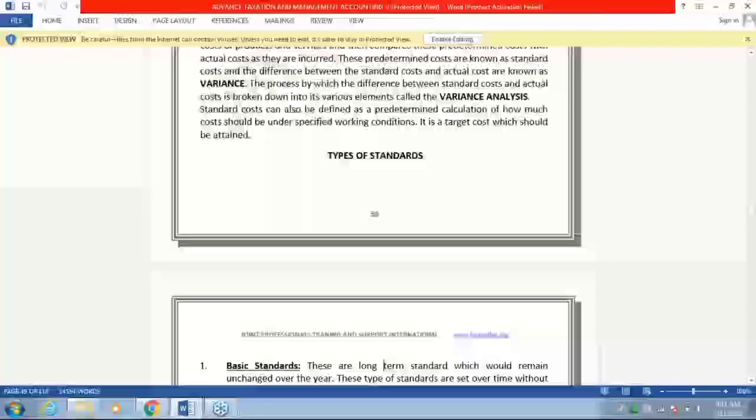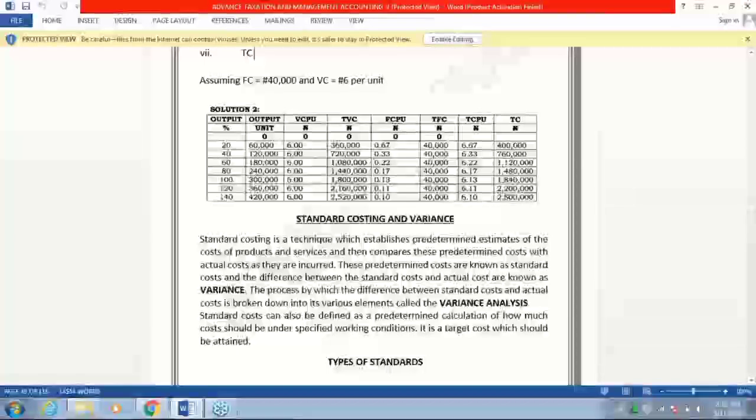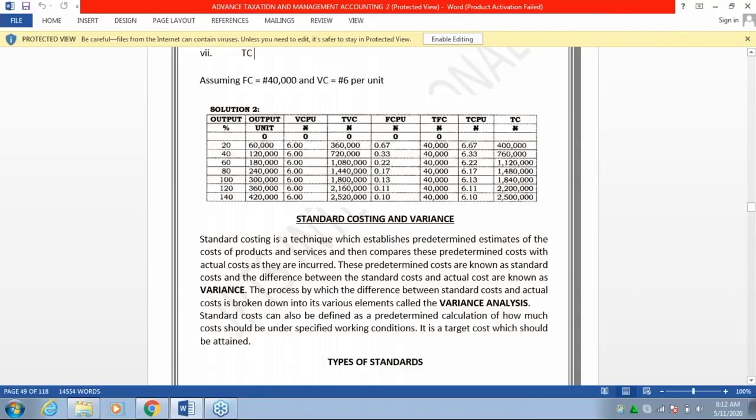Now, next we have what they call standard costing and variance. What does that mean? Standard costing is a technique which establishes a predetermined estimate of the cost of a product or services, then compares these predetermined costs with the actual costs as they are incurred. These predetermined costs are known as standard costs, and the difference between the standard cost and the actual cost is known as variance.